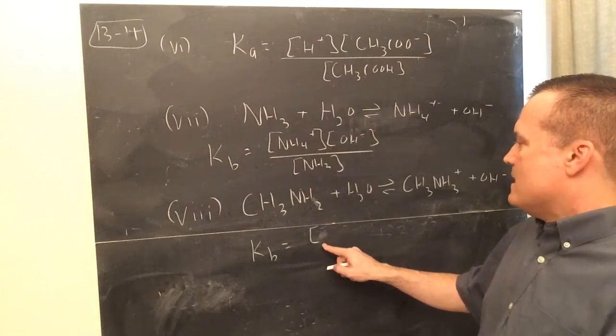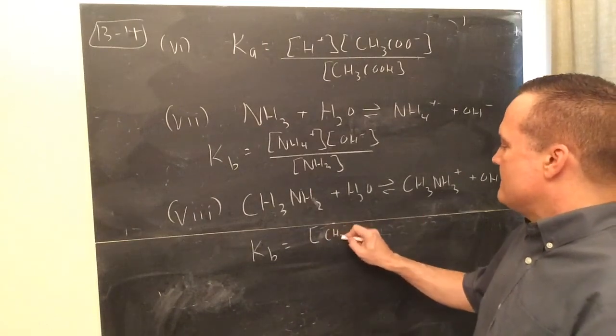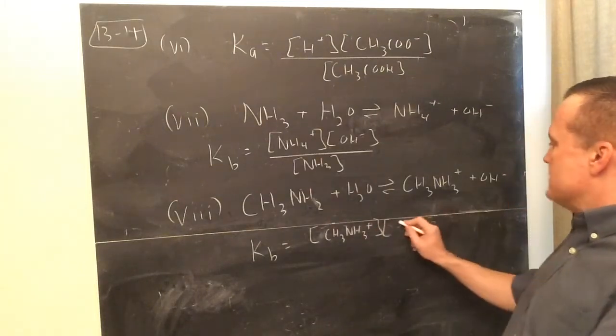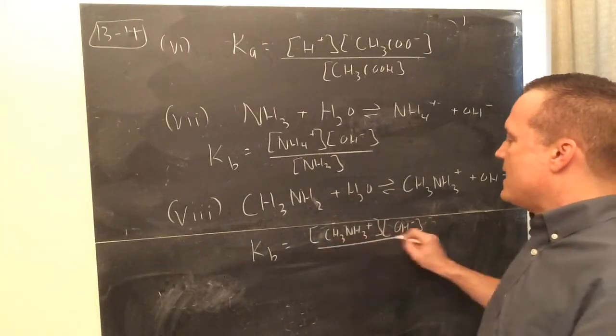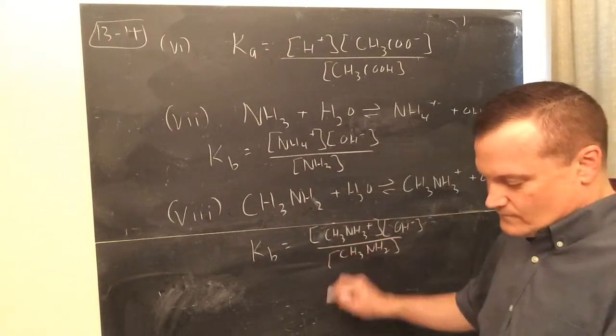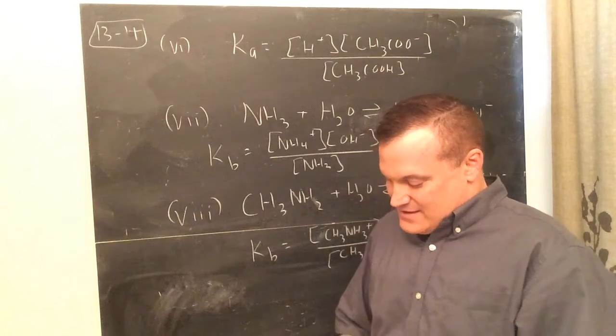Okay, so CH3NH3 plus goes on the top, with OH negative. And on the bottom, we'll go CH3NH2.